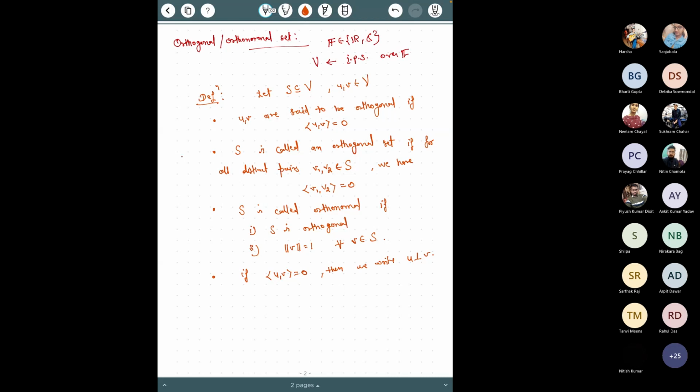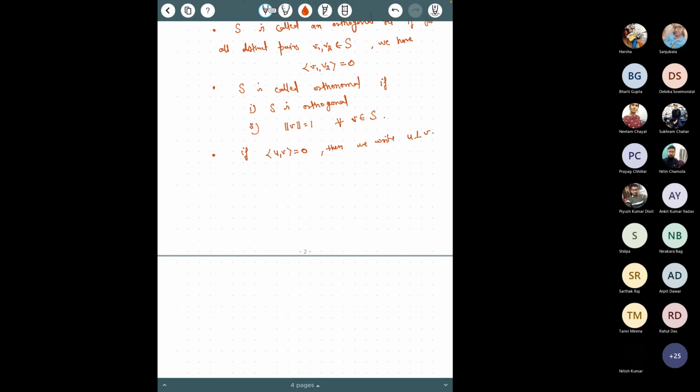So this is the terminology we'll use. Let me give you some examples here. Let us consider the inner product spaces we have considered so far. For example, F^n, whether it is R^n or C^n, with respect to the standard inner product on F^n. This is the inner product space. Now, can you give me an example of vectors which are orthonormal here, or let's say orthogonal first?